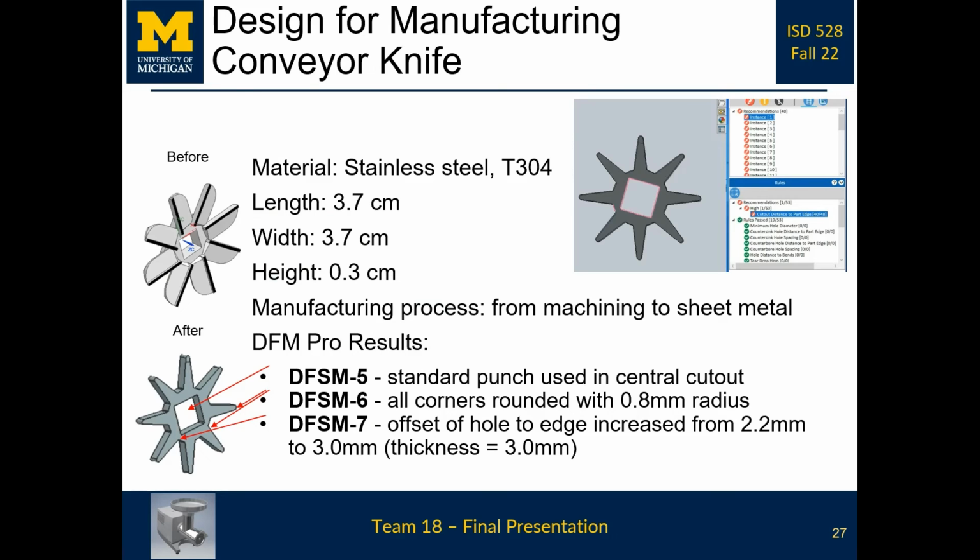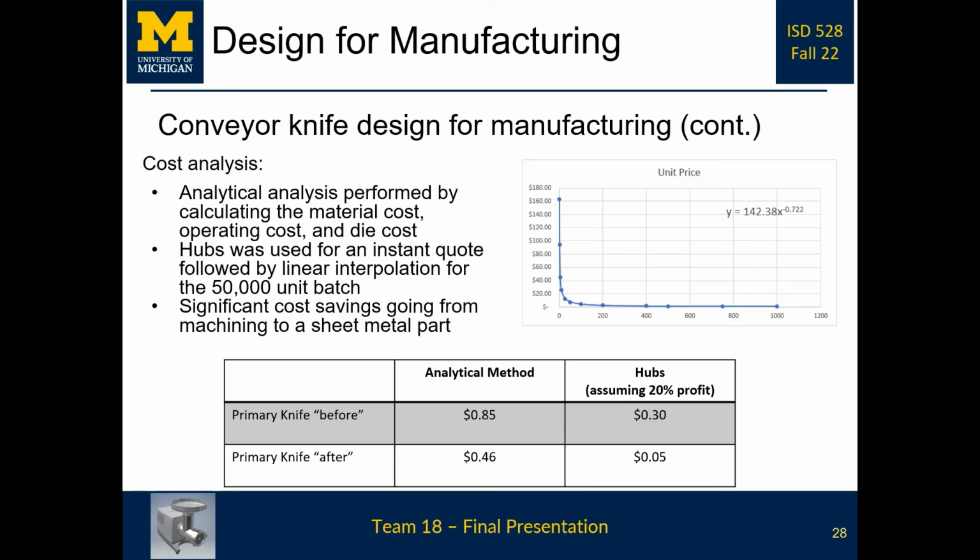For the conveyor knife, we redesigned this part for optimized manufacturing by utilizing the design principles of a standard punch in the central cutout, 0.8 millimeter radius on all of the exterior corners, and then offsetting the hole to never drop below the thickness of the part. With this, we were able to develop an analytical and a quoted savings, with these optimizations in place, and we found that the analytical savings are around 39 cents a part, and the quoted savings are around 25 cents a part.